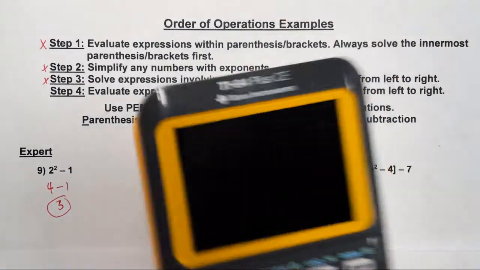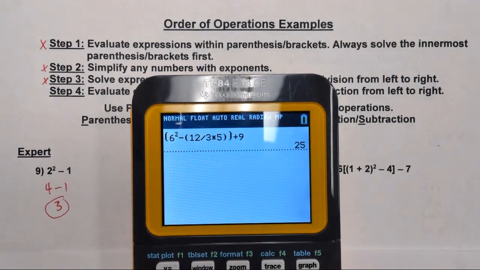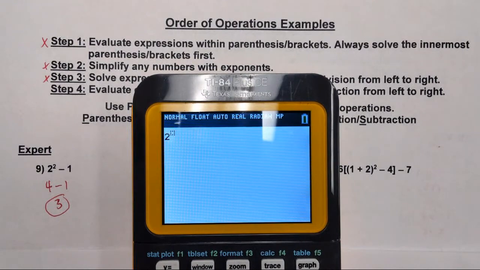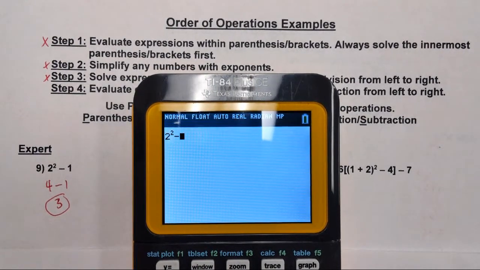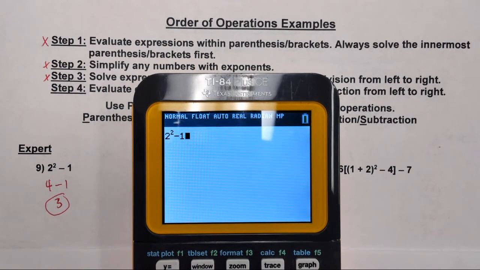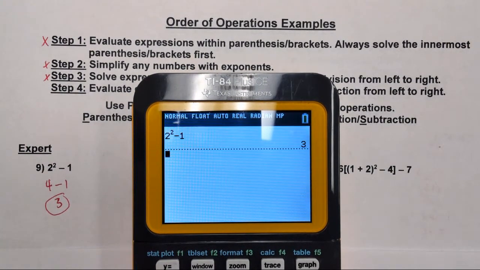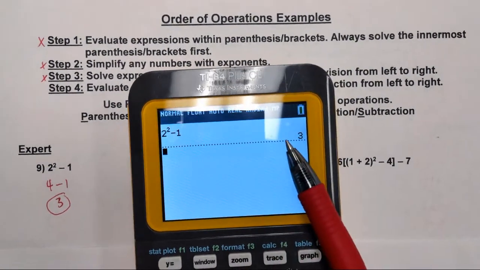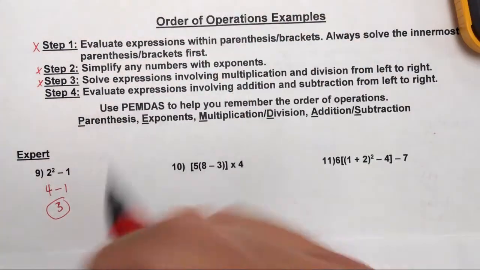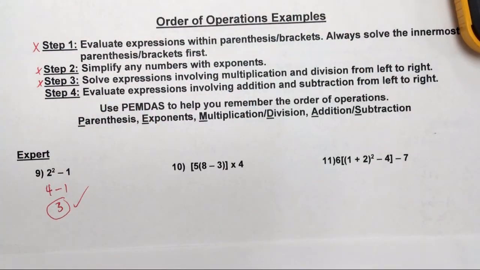And I'm a big fan, if you're not quite sure you know what the answer is, of checking your answer in the calculator, just to make sure that you did get it right if you're confused at all. So I did plug this in my calculator. I got 3. So I'm 100% positive that I solved this problem correctly.